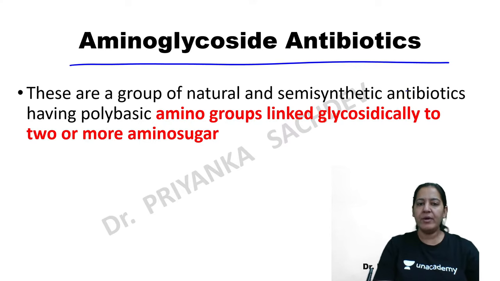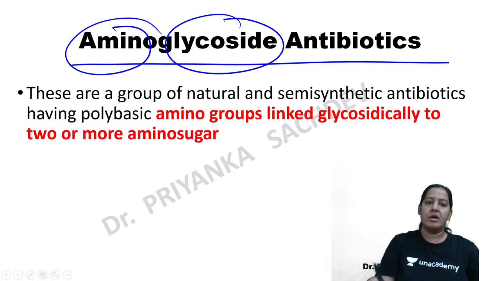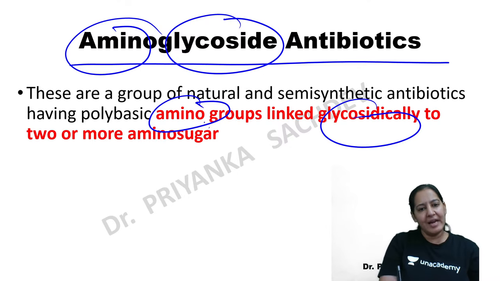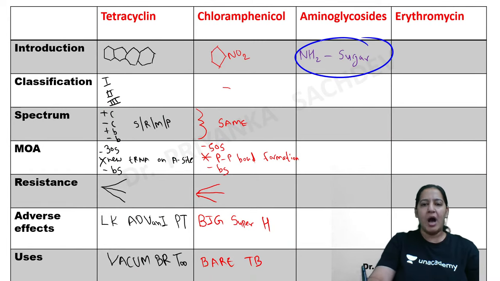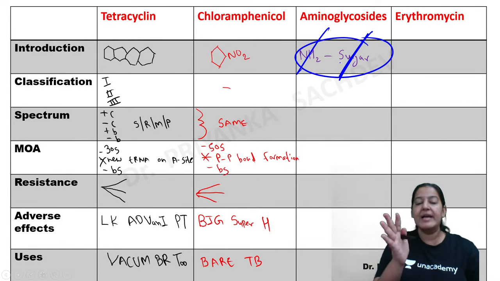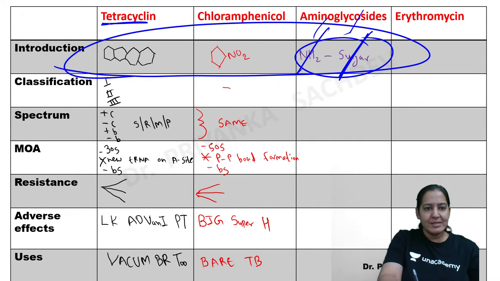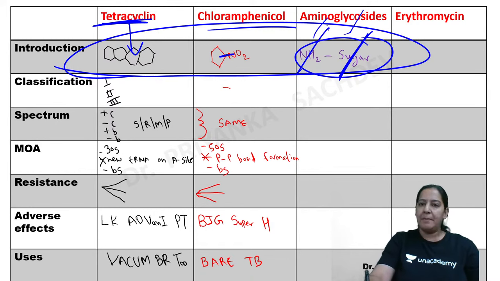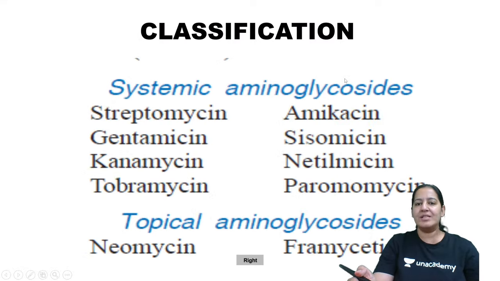Start with the introduction. Aminoglycosides are known as aminoglycosides because the amino group is glycosidically linked with the sugar. So you can write the structure: amino is linked with the sugar glycosidically. That's why known as aminoglycoside. So in the introduction, try to explain the structure. Tetra is known as tetracycline because of four rings. In chloramphenicol, the activity is due to the nitrobenzene moiety. And in aminoglycoside, there is an amino group linked with the sugar, glycosidically. That's why known as aminoglycoside.